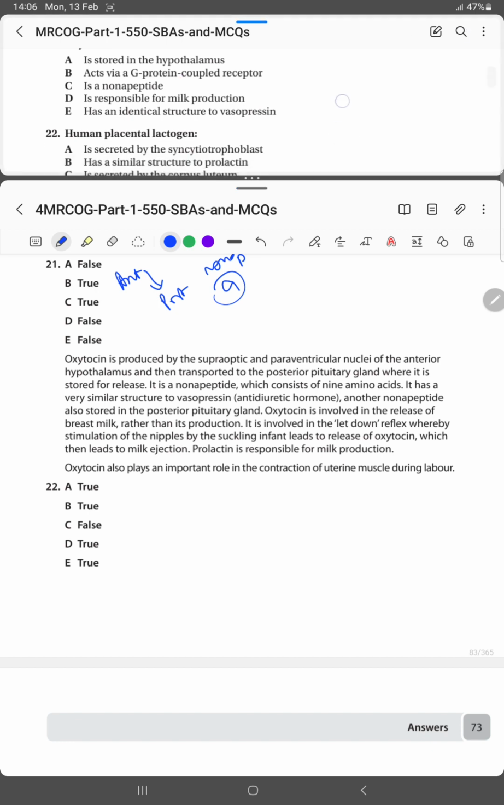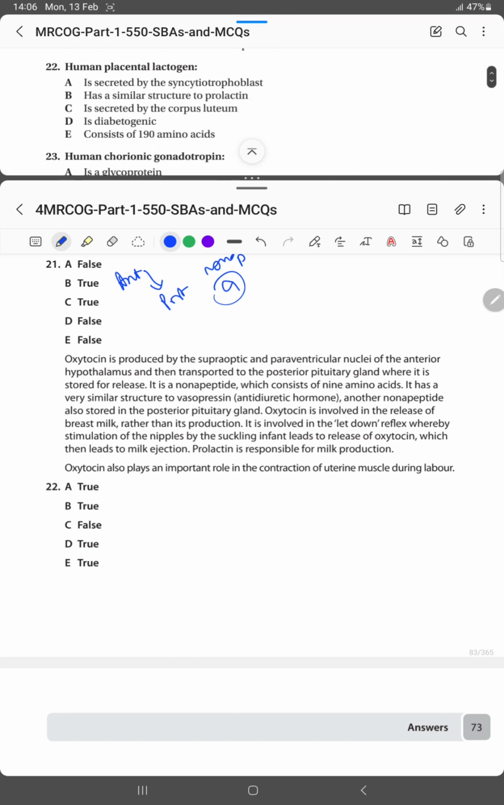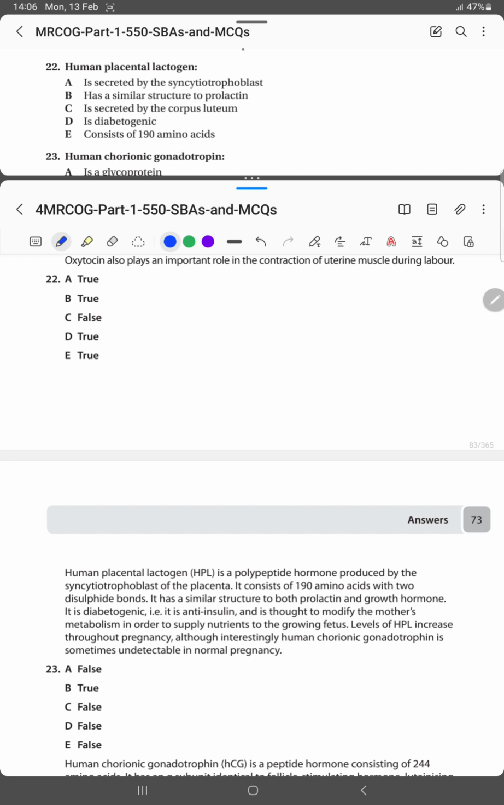Now let's move towards the next question, which is regarding human placental lactogen. Human placental lactogen is again a polypeptide hormone, produced by the syncytiotrophoblast of the placenta. It consists of 190 amino acids and has two disulfide bonds. It has a similar structure to both prolactin and growth hormone, and it is diabetogenic, meaning it is anti-insulin. It is thought to modify the mother's metabolism in order to supply nutrients to the growing fetus.